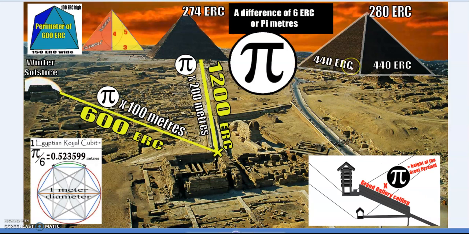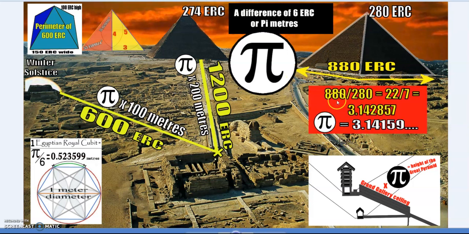Each side of a pyramid, again, I'm just simplifying, is 440 Egyptian royal cubits, and it's 280 high. Therefore, from the 0 point, you would see the maximum visible base of the pyramid. You can only see 2 sides unless you're flying above it. And that would be 880 Egyptian royal cubits, the height 280. 880 divided by 280 is 22 divided by 7, which is 3.142857.